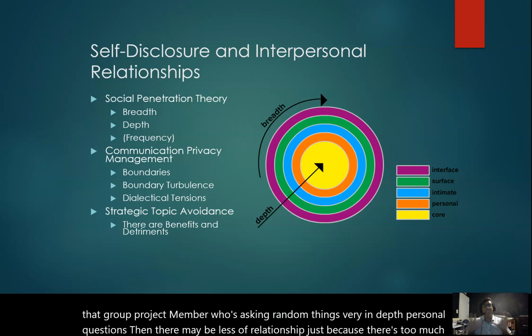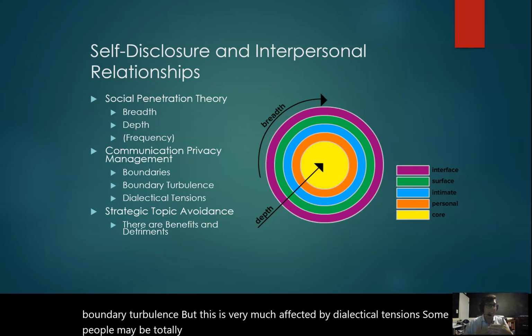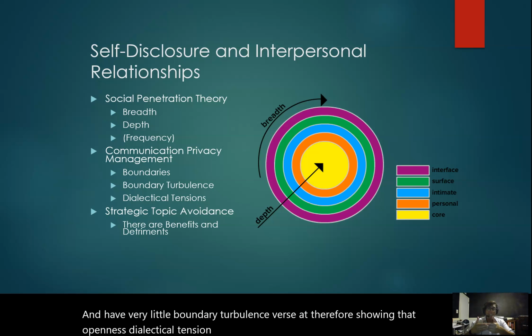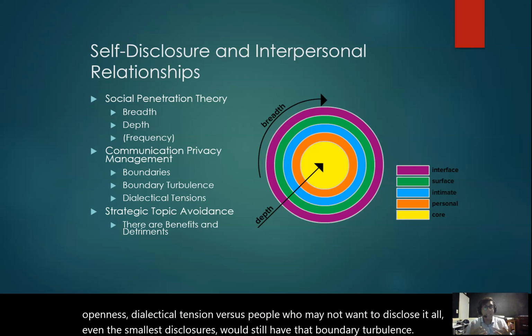But this is very much affected by dialectical tensions. Some people may be totally fine disclosing and have very little boundary turbulence, and therefore showing that openness dialectical tension, versus people who may not want to disclose at all. Even the smallest disclosures would still have that boundary turbulence. How do we avoid this?